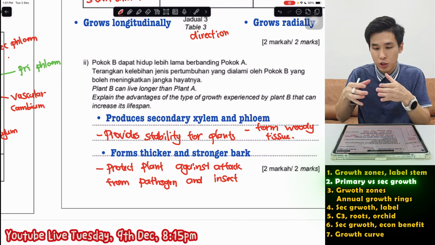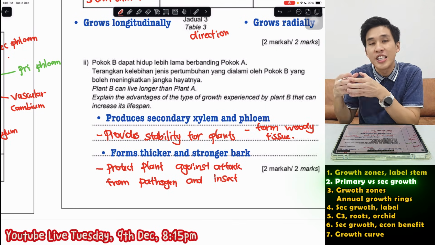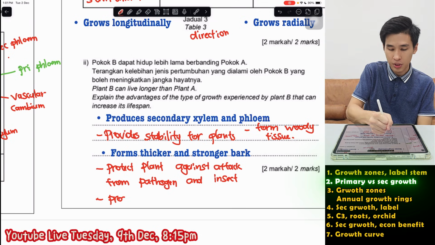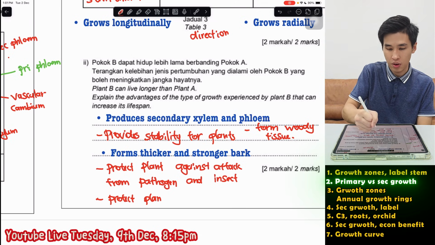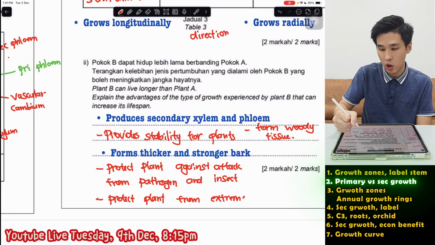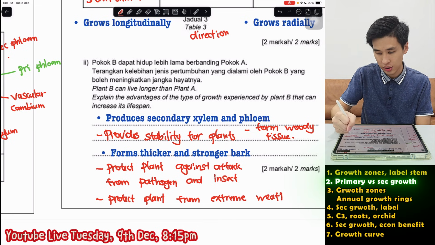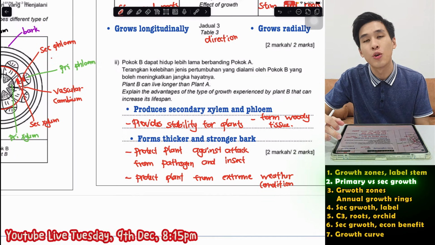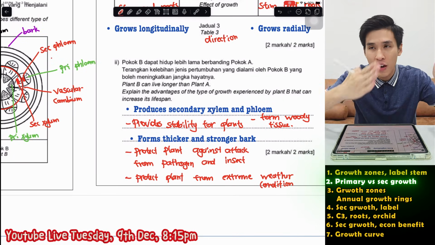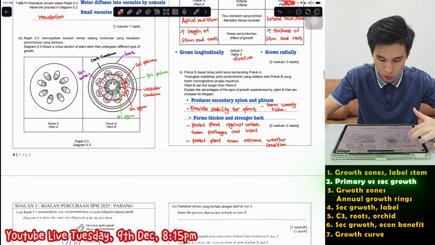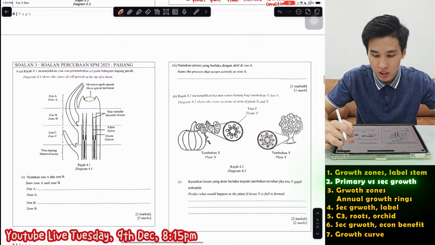And you also can say this: if it's cold outside, it can insulate the plant. So it can also protect it from extreme weather. Protect plant from extreme weather conditions. Okay, just write here, conditions. Understand? So that is why secondary growth usually adapts better, survives longer, has better survivability. Okay, so that's the first question. Done. Okay, this Pahang one is actually quite simple.